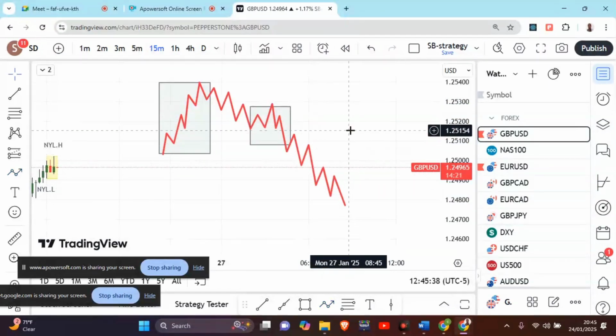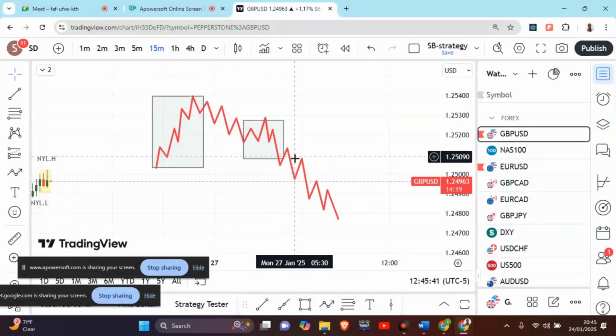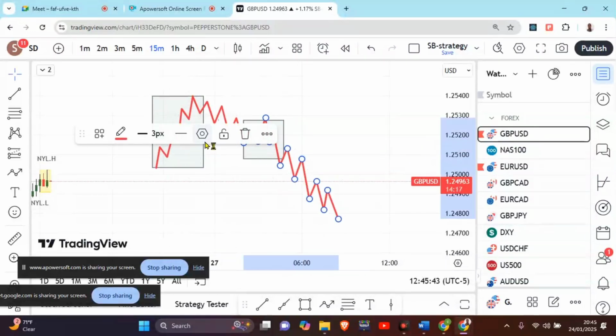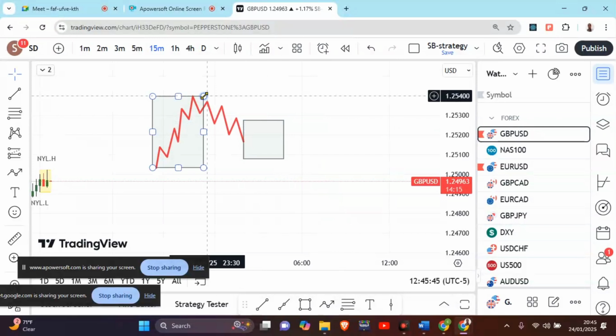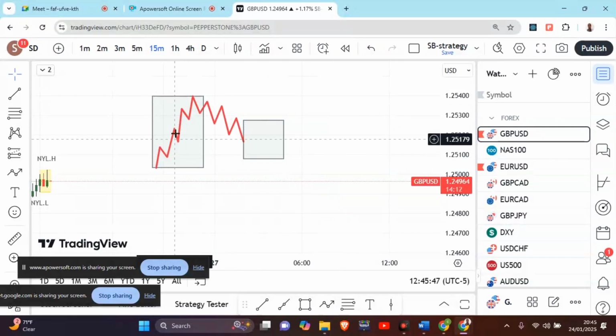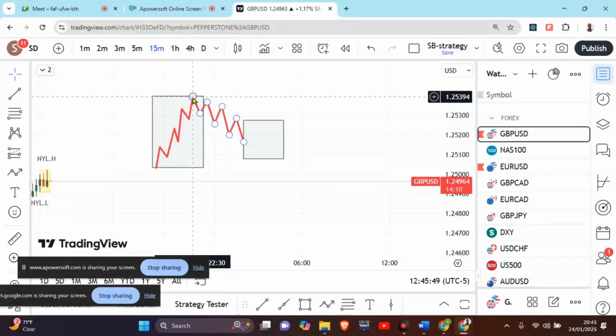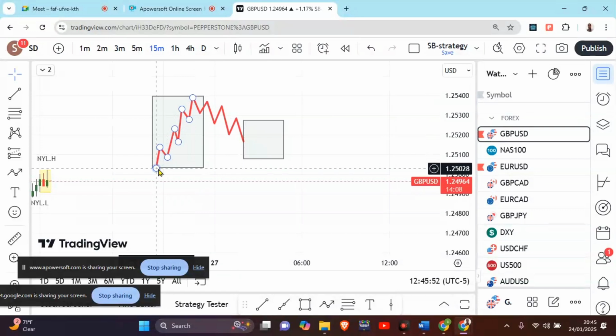So those are the two likely scenarios that price is likely to do whenever you're looking at sessions and the liquidities. And in this case, session liquidities are the session highs and the session lows: the highest point of the Asia session and the lowest point of the Asia session.